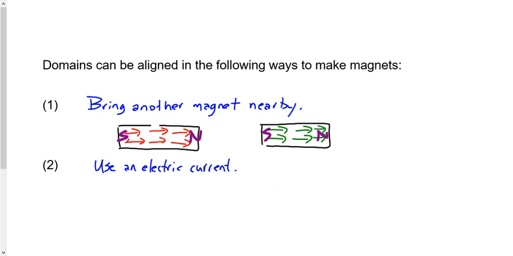So, bring another magnet nearby. The magnetic field from the first magnet causes the second magnetic field to form or to align, or you can wrap a wire around, apply an electric current. That will generate a magnetic field, which will magnetize the non-magnetized ferromagnetic material. Both of these involve using an external magnetic field. The first external magnetic field comes from a magnet. The second external magnetic field comes from an electric current.